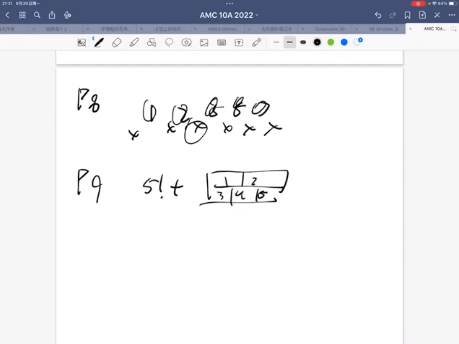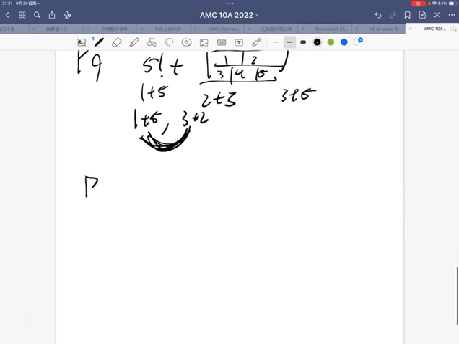1, 2, 3, 4, 5. If rectangle 1 and 5 are the same color, we add those possibilities. 2 and 3 are the same color. 3 and 5 are the same color. And then there's also a possibility that 1 and 5 and 3 and 2 both have the same color. However, those two pairs have different colors. So we just have to consider all of those possibilities.